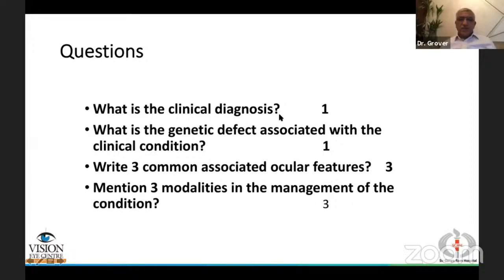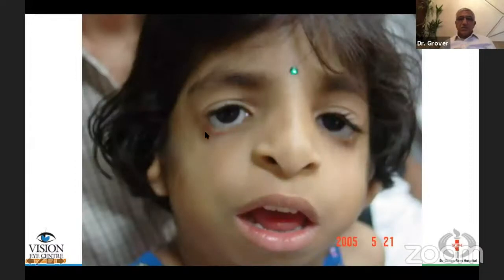Yeah. Then you may be asked questions like this, which are broken up into those which can be objectively assessed. What is the clinical diagnosis? If you write it right, you get the full mark. Genetic defect associated with the condition, type of inheritance, write 3 common associated features, mention 3 modalities in the management of the condition. So I'm sure once you know the basic condition, these questions are not difficult and you can score 8 with this.